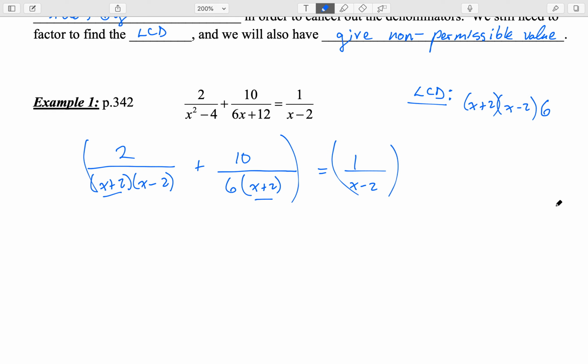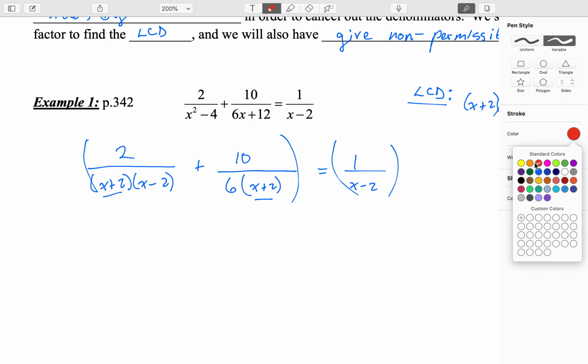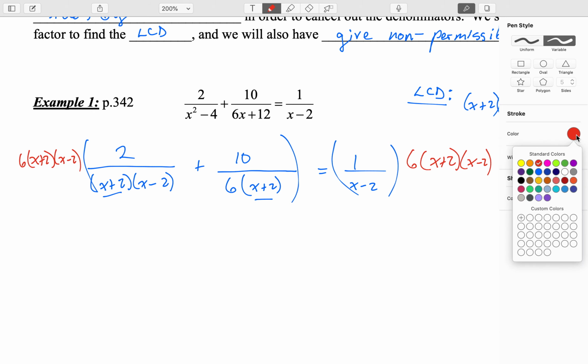Let's do this in a different color. I'm going to multiply this side by 6, x plus 2, and x minus 2. And I'm going to multiply this side by 6, x plus 2, x minus 2. Why? Let me show you why, because watch what happens.